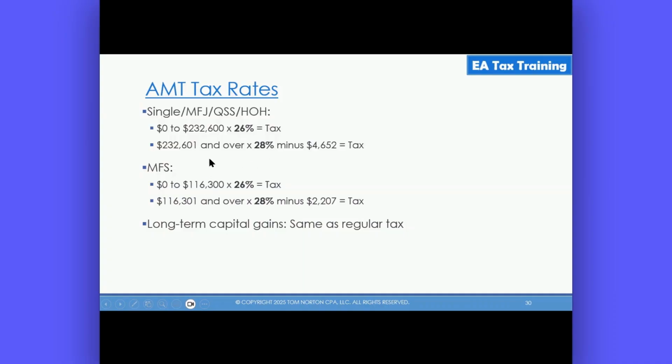And then remember that those amounts in those brackets are the same for everybody unless you are married filing separately. So it doesn't matter what your filing status is. Up here, you're going to have the same tax brackets and tax rate amounts. And then also, this is to let you know that long-term capital gains are still taxed the same as they are for regular tax. So there is no separate AMT tax rates for long-term capital gains.